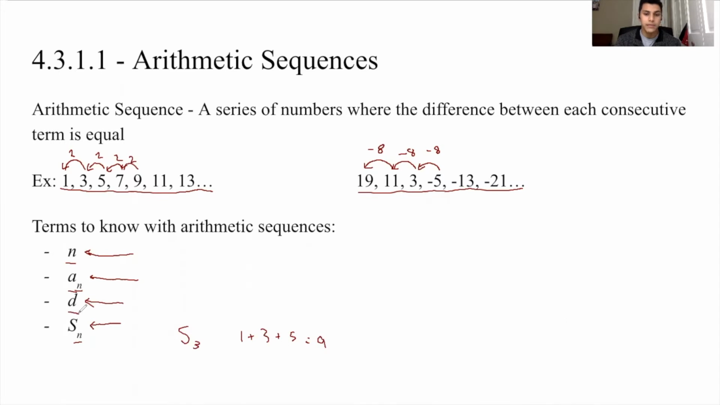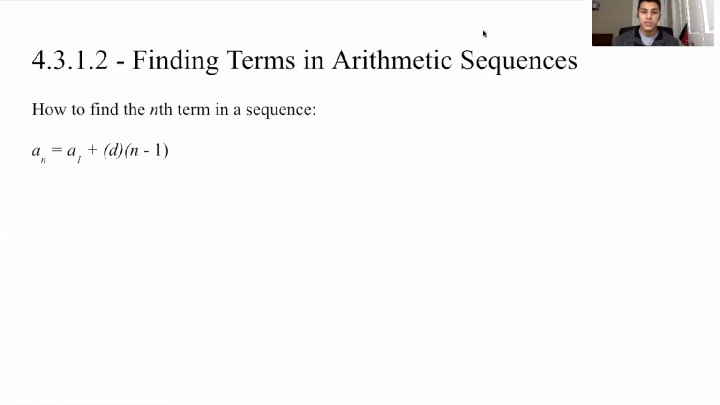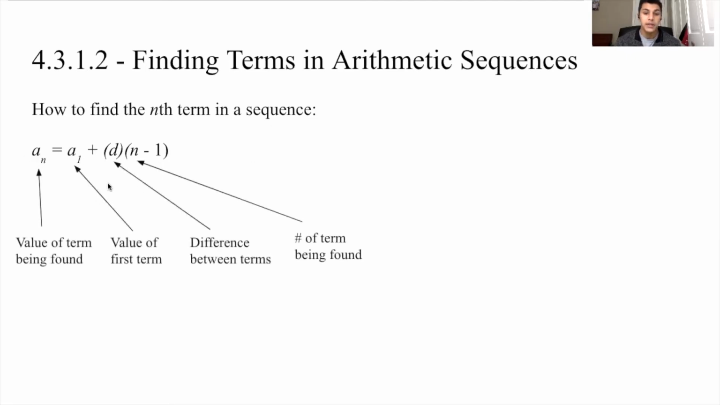When it comes to arithmetic sequences, you need to be able to find a specific term in that sequence. So if it asks you to find the 100th term, for example, you need to know how to find that. Here's the formula to find the nth term in a sequence. If you forget what all these different variables mean, I have these arrows right here to remind you. So a_n equals a_1 plus d times (n minus 1).